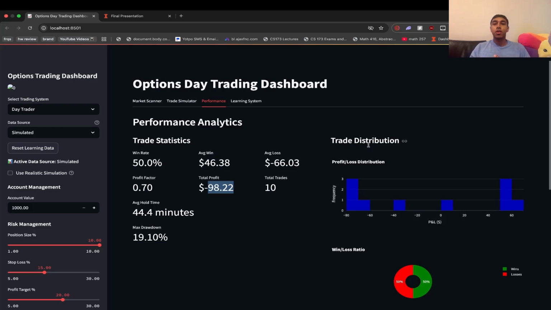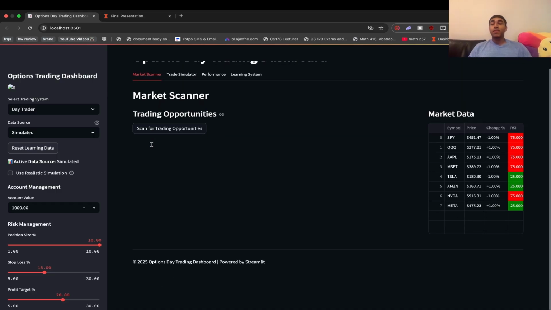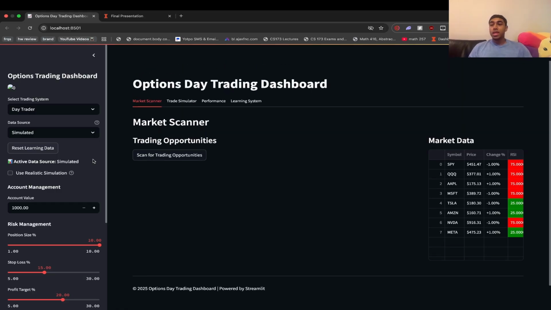We're going to be going over the options day trading dashboard. Right here we have a beautiful plethora of elements that we can dissect, and there are a lot of unique features implemented to solve this knowledge gap between retail traders and a lot of hedge funds, as a lot of retail traders don't have access to a lot of these tools. That's the problem we're trying to solve, and we're going to go into the different tools that we built, how they work, and how normal traders can use them.